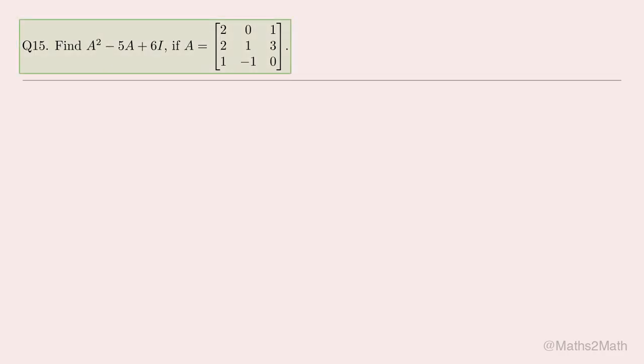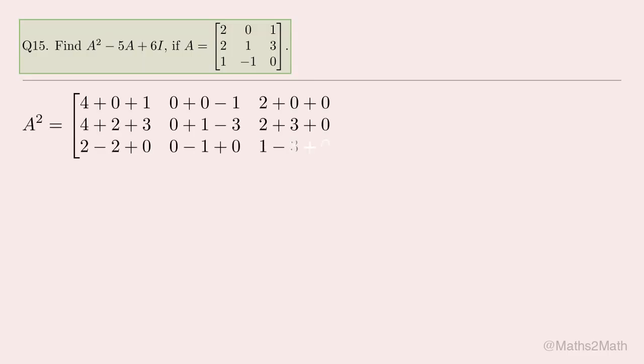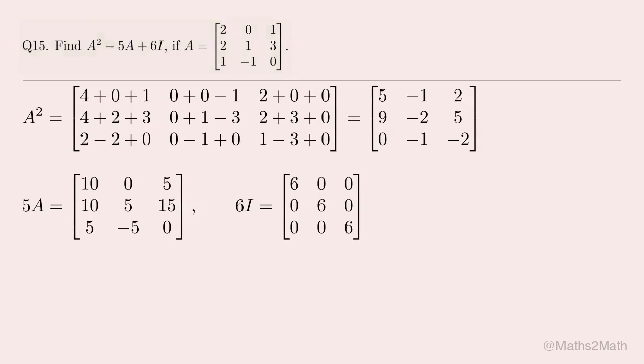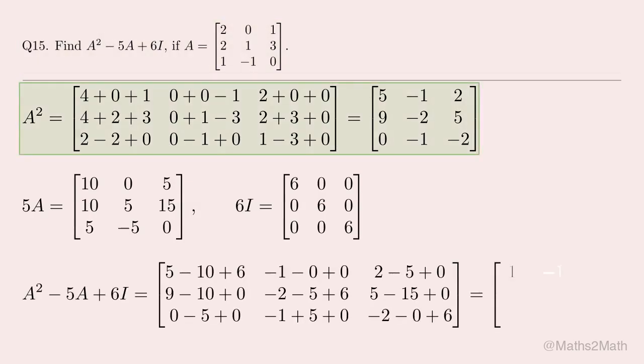Question 15. A matrix polynomial, square A, scale A, add the identity, then combine. A squared, all 9 row times column sums written, then evaluated. Then 5A and 6I. Combine entry by entry, every one of the 9 sums written before evaluating.